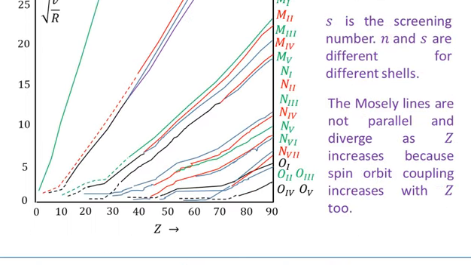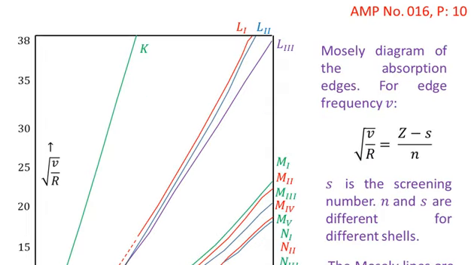So let me first of all explain this one. On the horizontal axis we have the nuclear charge plotted. It means that the heavier atoms are shown for larger values of Z, on the right hand side, and the lighter atoms are shown on the left hand side, where the value of Z is very small, for example 0 to 10. On the vertical axis I have plotted the square root of the frequency divided by the Rydberg constant.